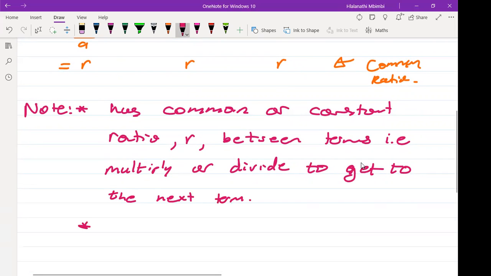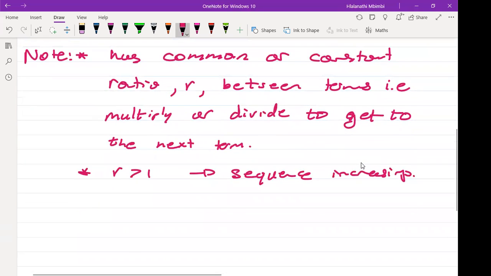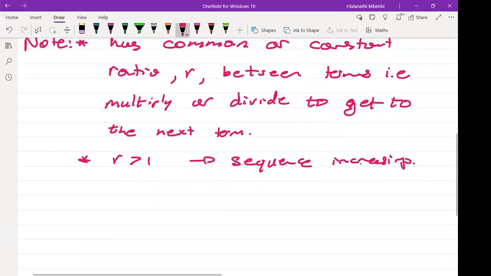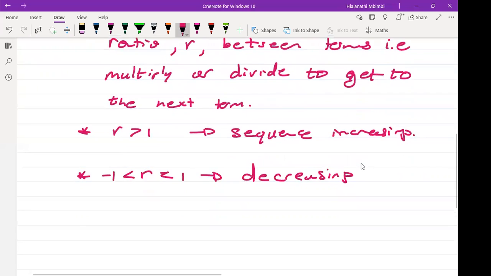Okay, that's one thing. Also, r greater than 1 implies that your sequence is increasing, meaning that it's like 2, 4, 6, 8, 10, it's going up. Whereas if your r is between -1 and 1, your sequence is decreasing. This is very interesting.